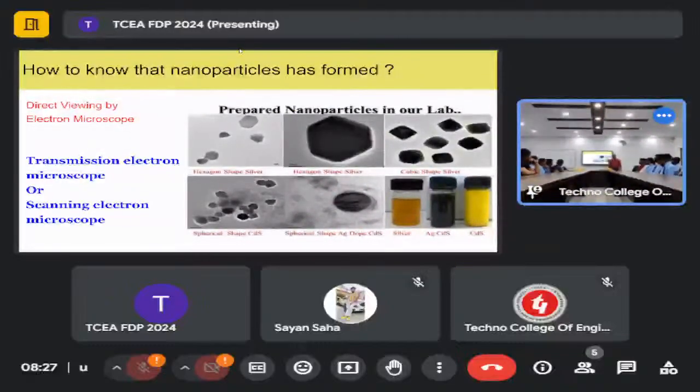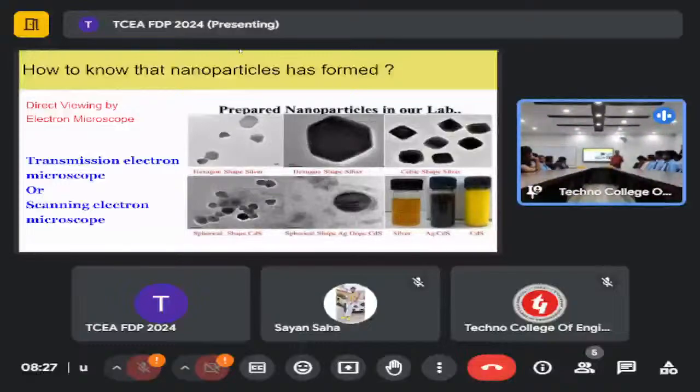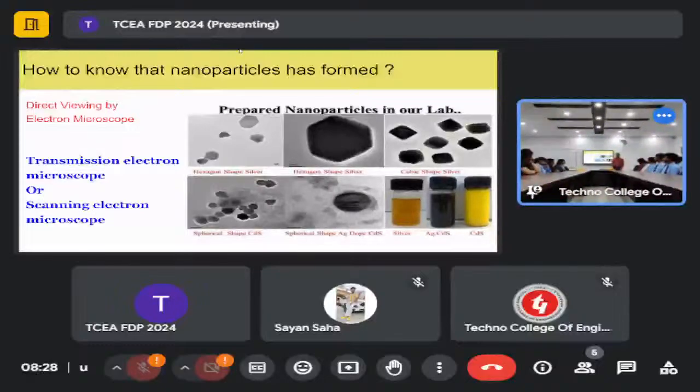Now, after preparation, how can you view the nanoparticles? Because nanoparticles are very small, you cannot observe them by the naked eye, just like bacteria and viruses. Even with the optical microscope, you cannot see the virus clearly. The particles which are smaller than viruses are very difficult to view with the optical microscope. That's why we need another, sophisticated instrument, which is known as the electron microscope.